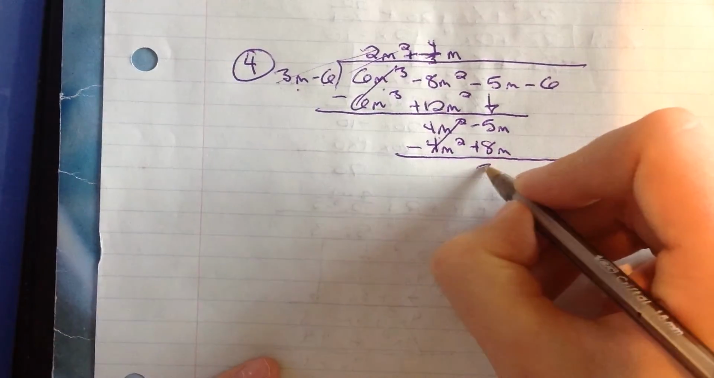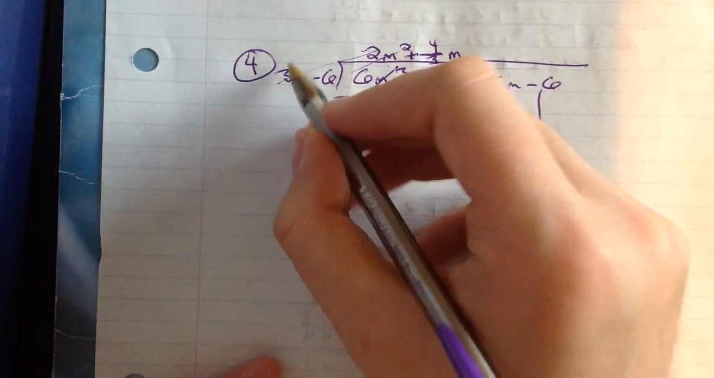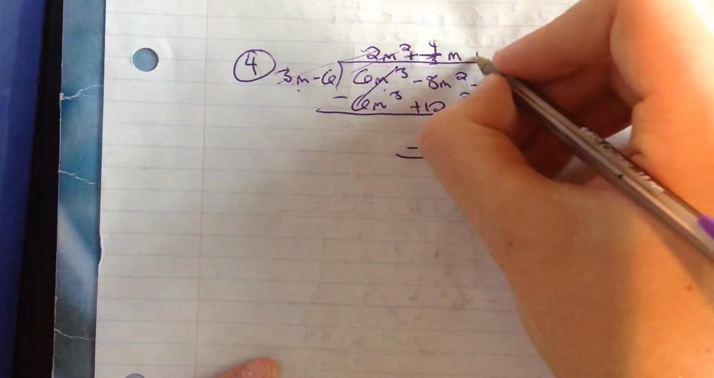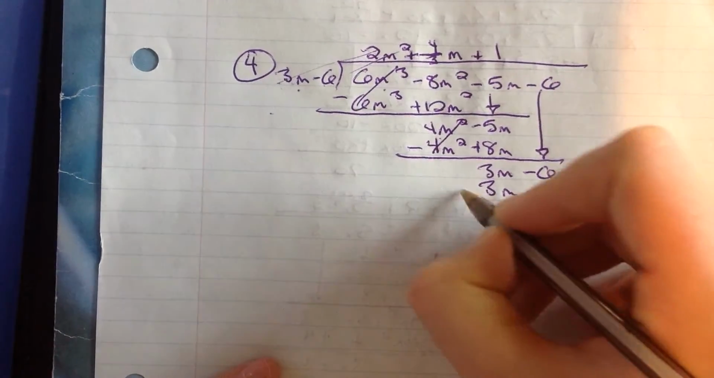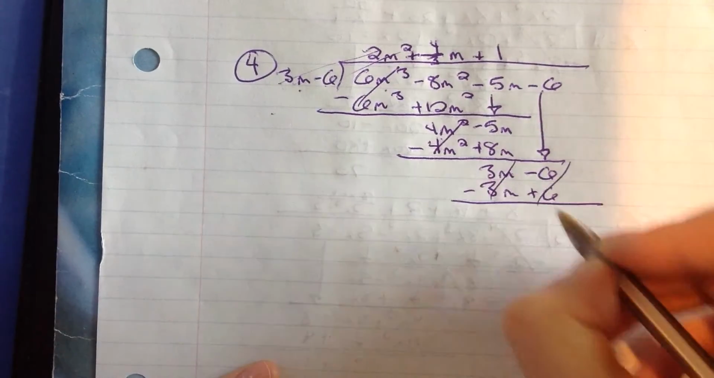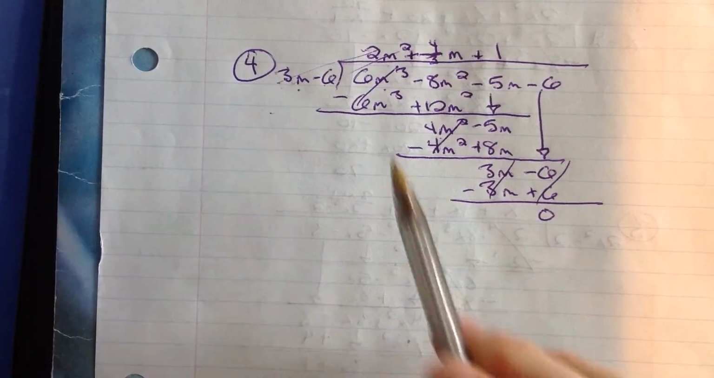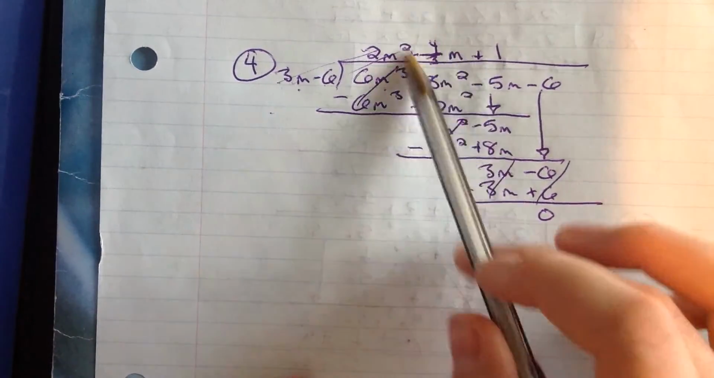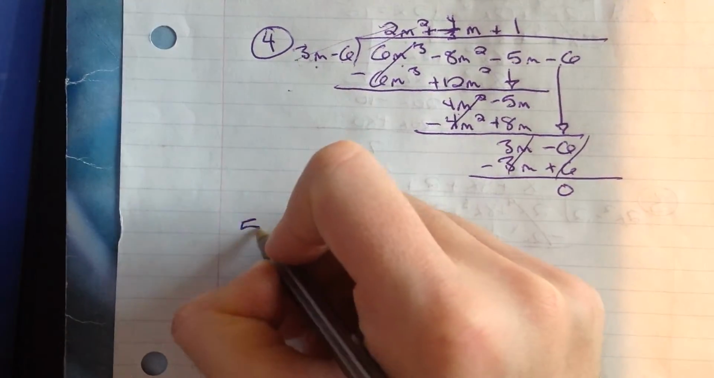They cancel. We get 3m. Drop down our next term. 3m minus 6 to get 3m minus 6 is just plus 1. So we get 3m minus 6, subtract off the row, and everything cancels. We have no remainder in this case. The interesting thing to note was that we had spots where we actually have to put a fraction in, not whole numbers. They don't always work out to be whole numbers.